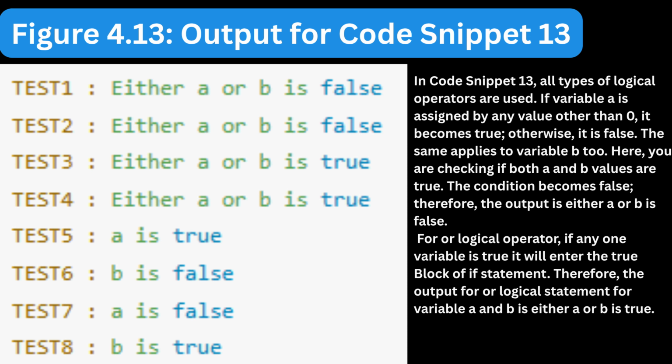Altogether, the outputs from test 1 to test 8 form a complete story. AND returns true only when both values are true, and OR returns true when at least one value is true. Simple variables turn into true or false based on whether they are 0, and NOT reverses those truth values. This figure therefore ties the theory and the code together, proving how logical operators control the flow of a PHP program in a clear and predictable way.